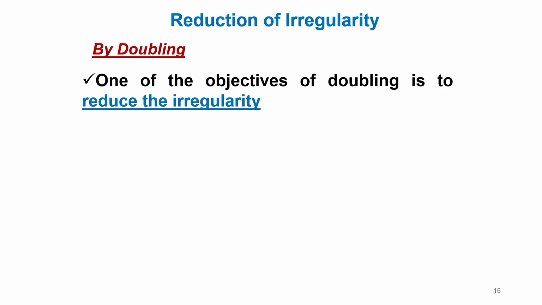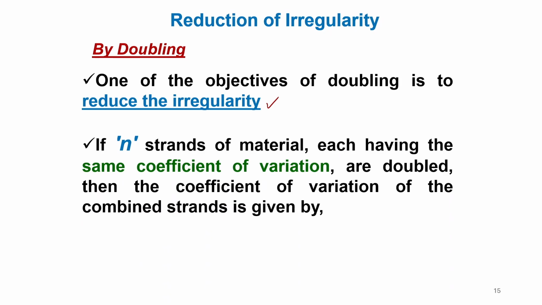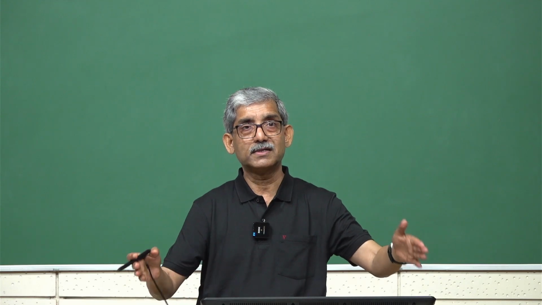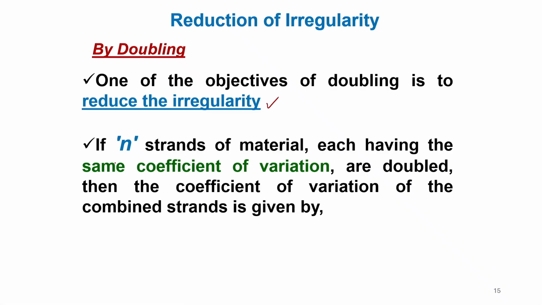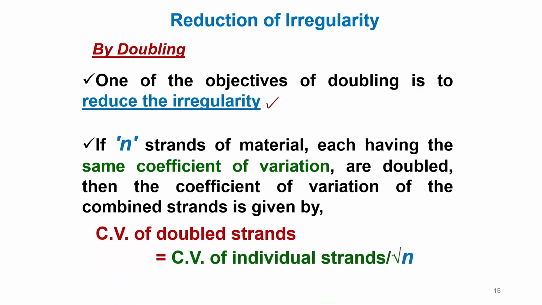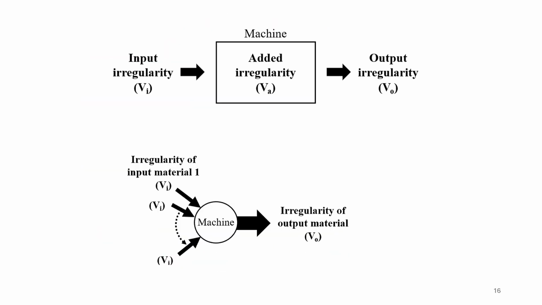One of the objectives of doubling is to reduce the irregularity. We reduce the irregularity because, probabilistically, the thick place will be superimposed with the thin place. That is why we get the evening out effect. So if n strands of material, each having the same coefficient of variation, are doubled, then the CV of the combined strand will be the CV of the individual strand divided by under root n, as already mentioned here.